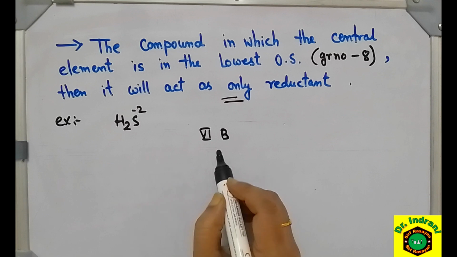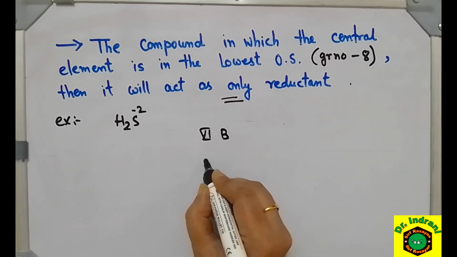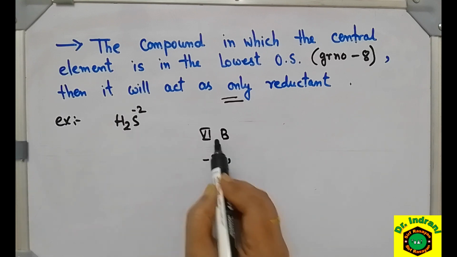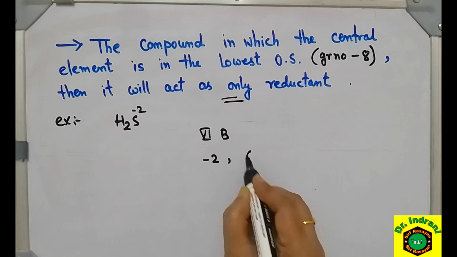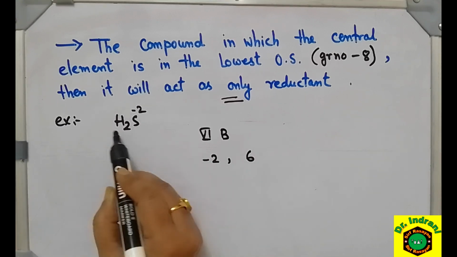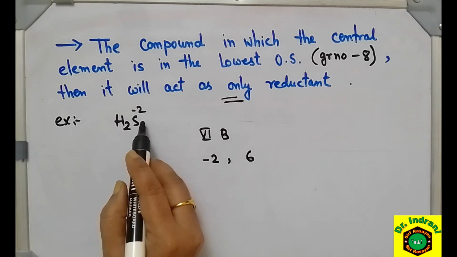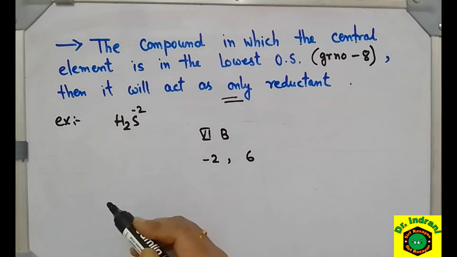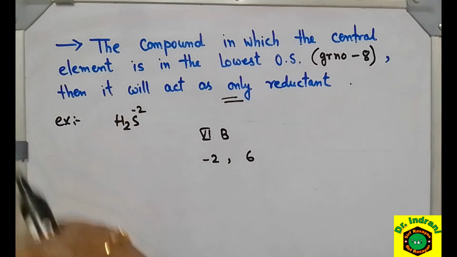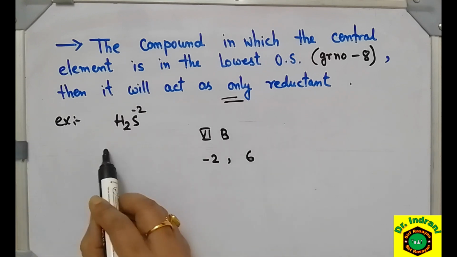So for sulfur, lowest oxidation state will be 6 minus 8 is equal to -2, and highest oxidation state will be its group number, means 6. This is lowest, this is highest oxidation state. And here in this compound, sulfur is in lowest oxidation state. So it can increase only its oxidation state. Itself it will oxidize and it will reduce others. So it will act as only reductant.